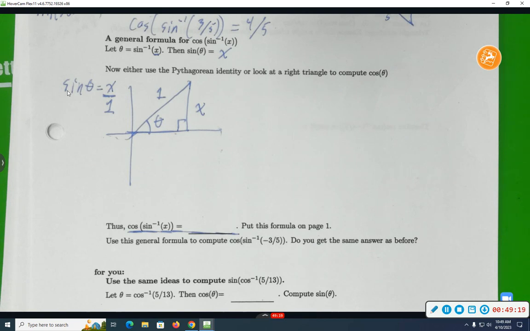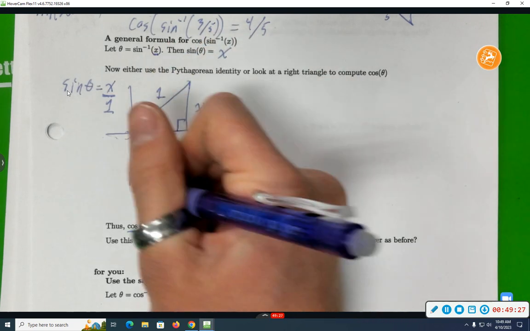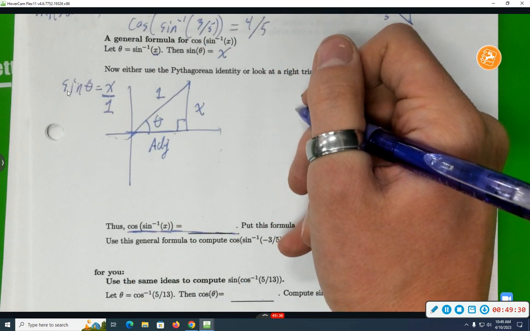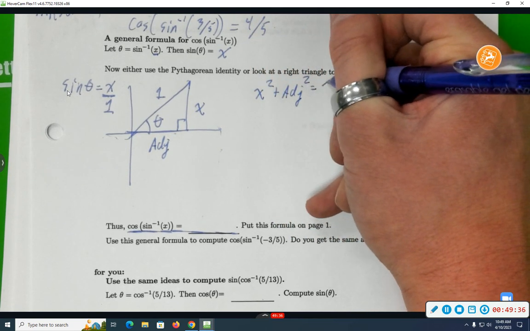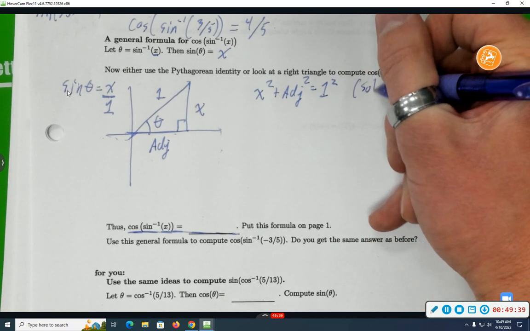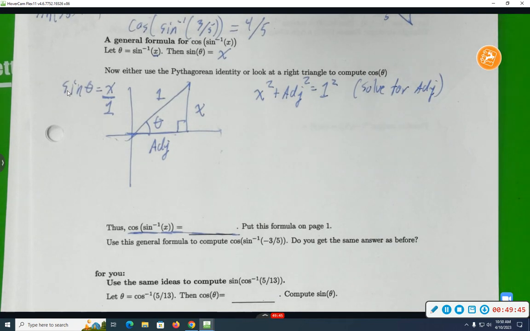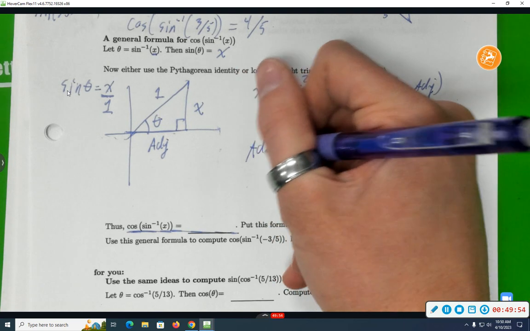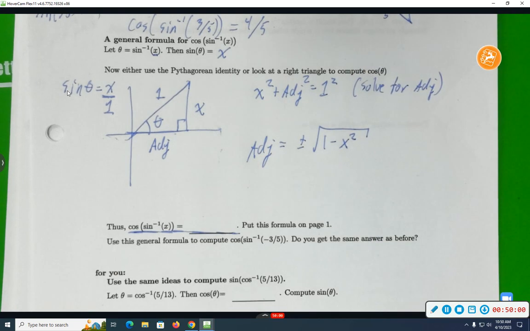Could you use that to find the length adjacent? I bet. Let's try to find the length adjacent. I'll call it ADJ for adjacent. And it's the same equation we need to solve: x squared plus adjacent squared equals 1 squared. Solve for the side length adjacent. That look easy to do? Like maybe we can't do it in the 30 seconds I have remaining. You'll get plus or minus the square root of 1 minus x squared.